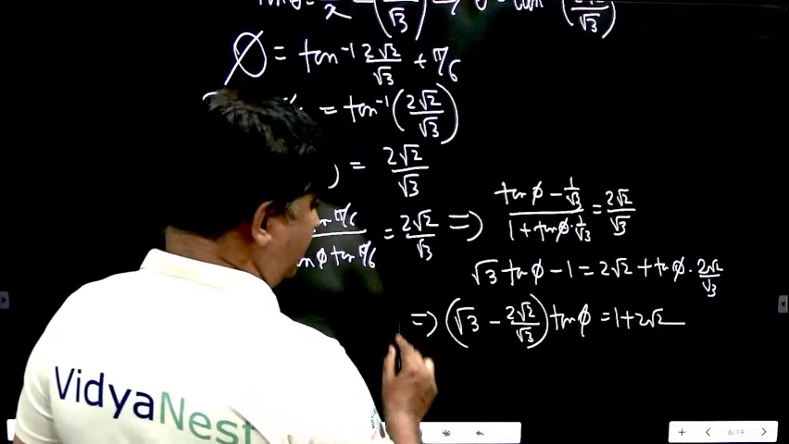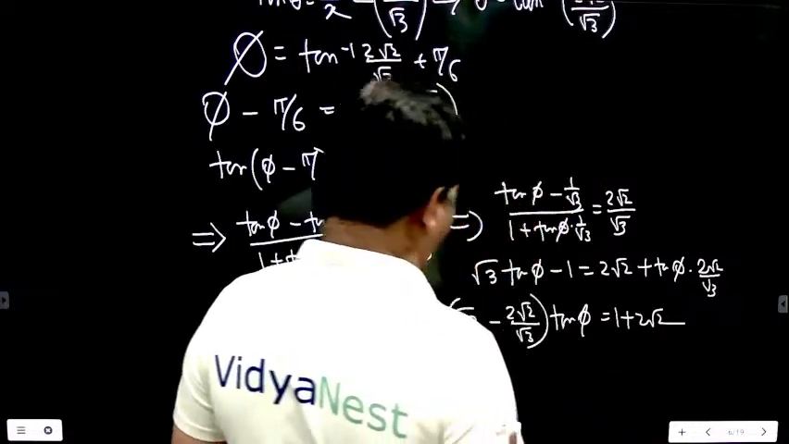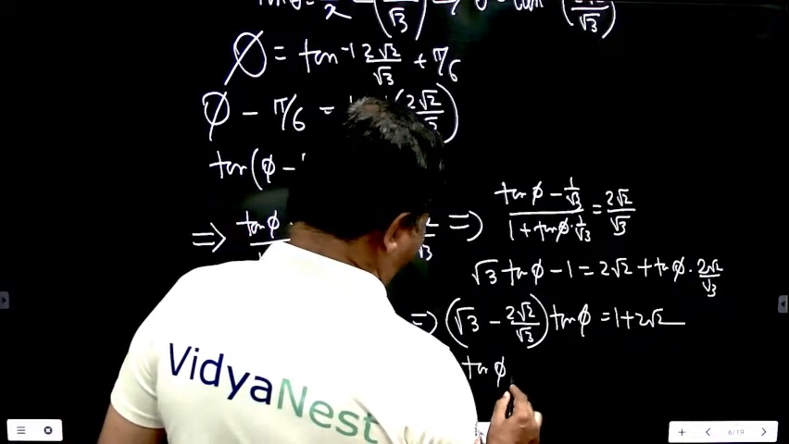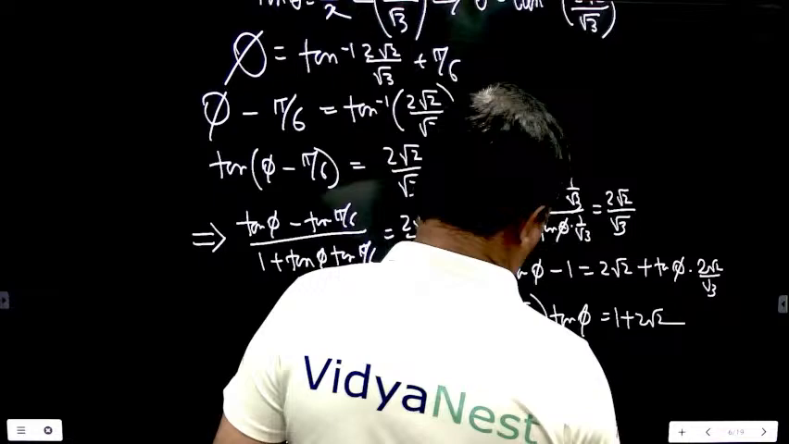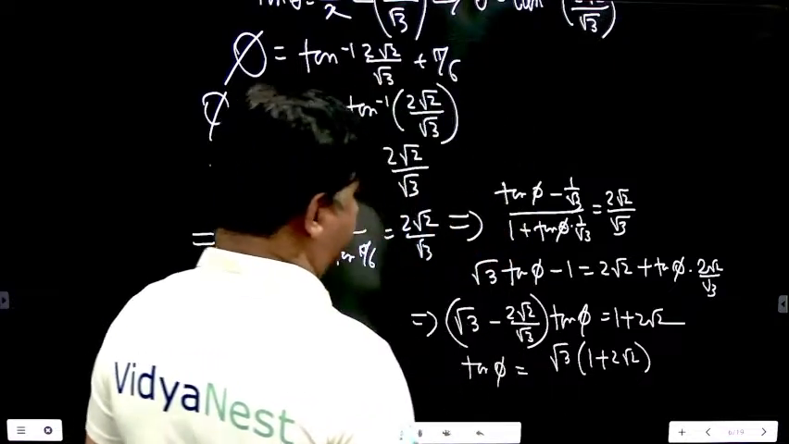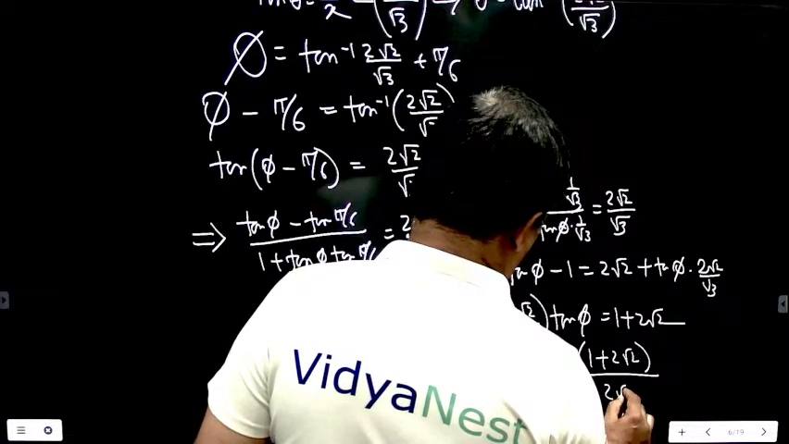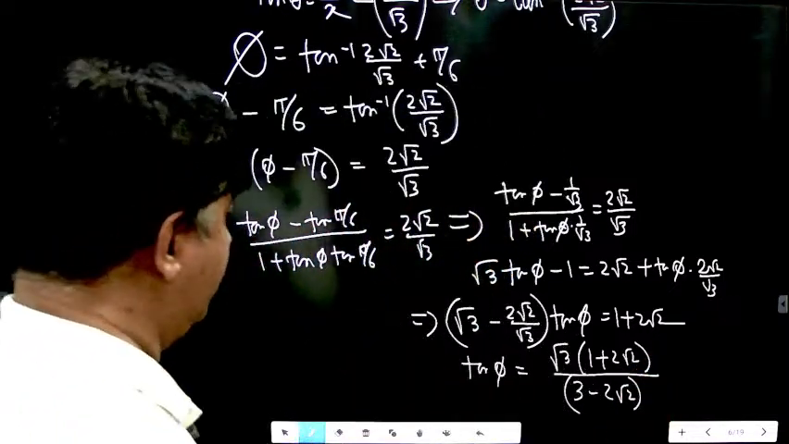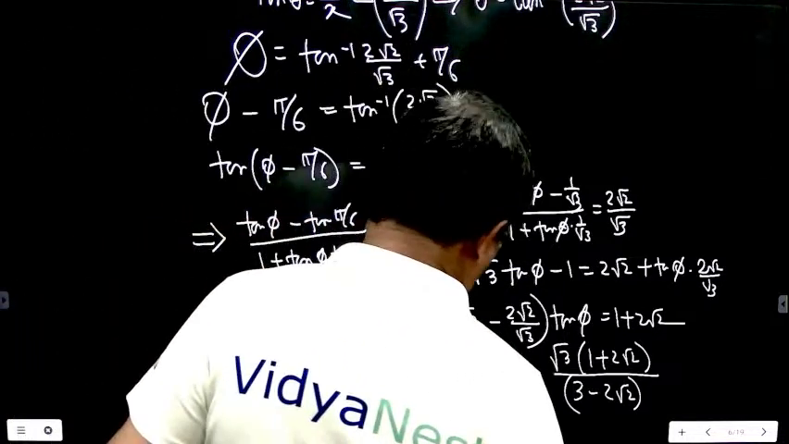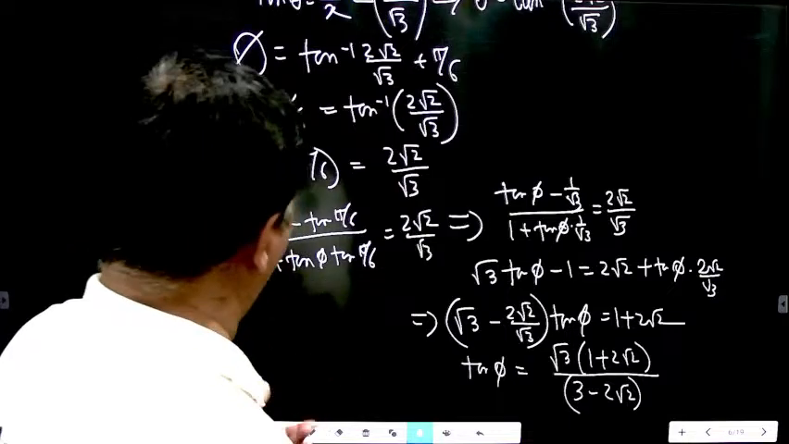So take the LCM and see the outcome. 3 minus 2 root 2, and in the numerator 1 plus 2 root 2. So tan phi has become root 3 into something over 3 minus root. So it is a much more complex calculation. Okay, it is not a standard form.